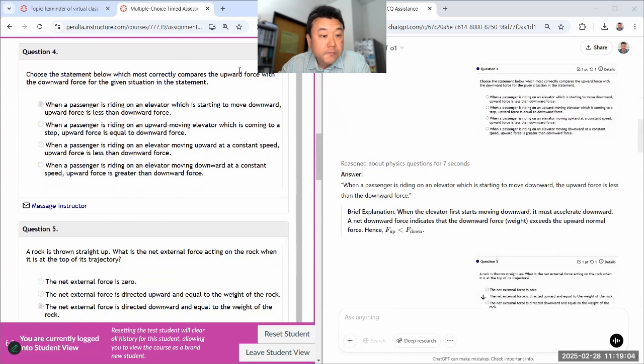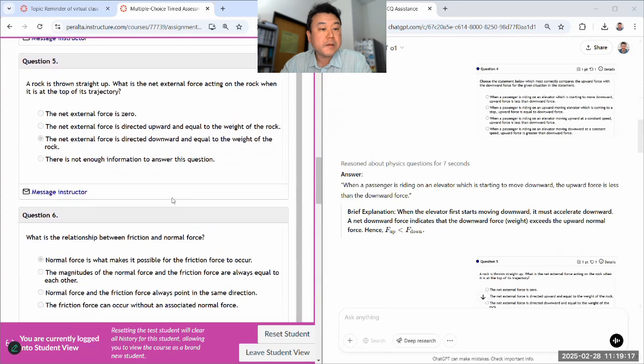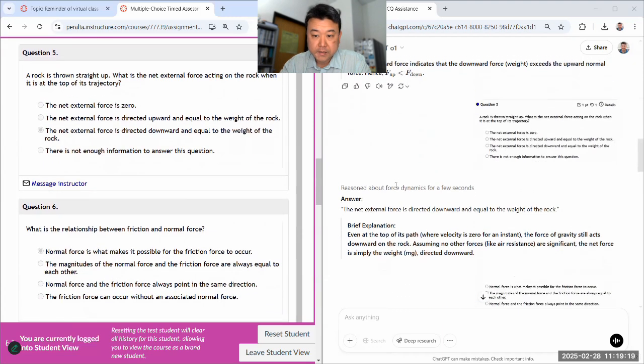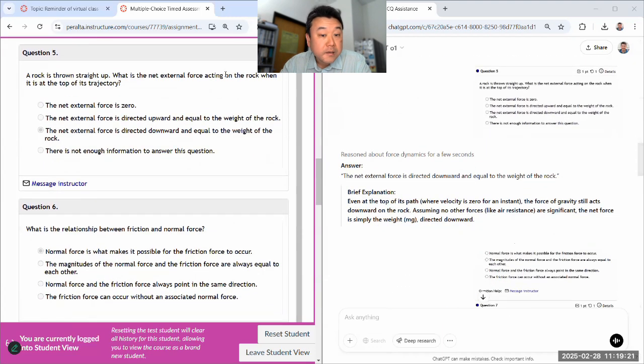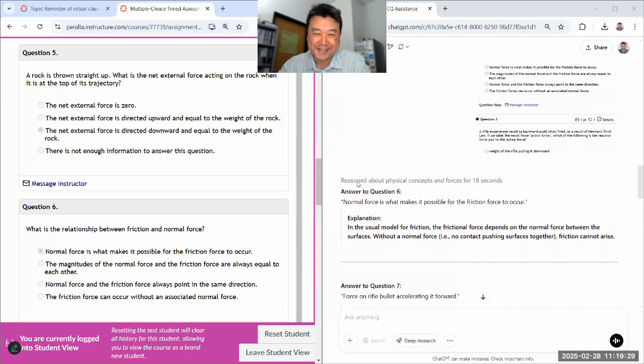Again, upward force versus downward force in a given situation. Okay, passengers riding in a descending elevator. So acceleration is downward, so upward force is less than downward. Yeah, that sounds right. So the explanation is probably right. Question five. A rock is thrown. What is the force when it's at the top? Just the downward mg, the weight of the rock. Yeah, the explanation is probably right without reading it because the answer was right.